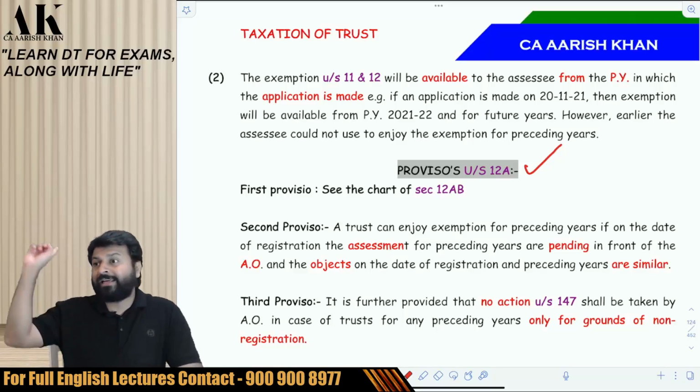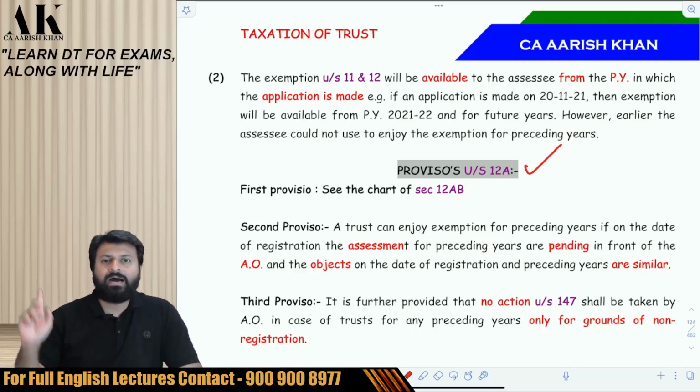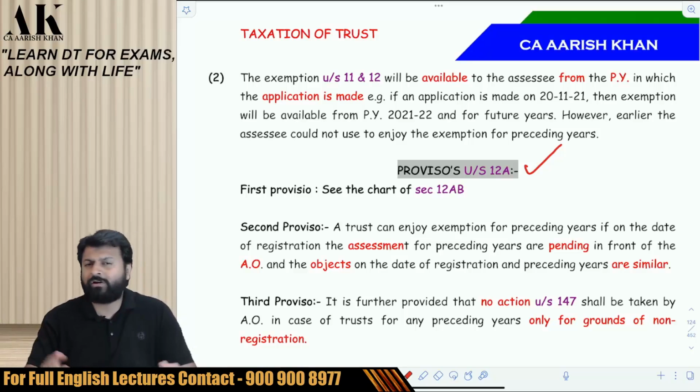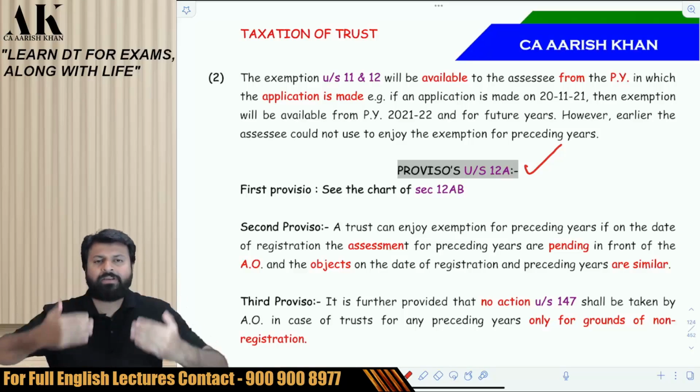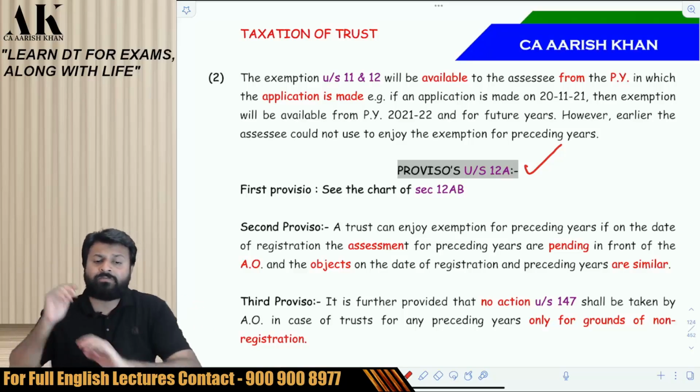But the question is, can I enjoy exemption for past years? I am a trust since last 10 years, but I have not registered. I am registering in the current year. So if I register in the current year, I will enjoy exemption definitely for the current year and future years. Will I enjoy exemption for past years also?